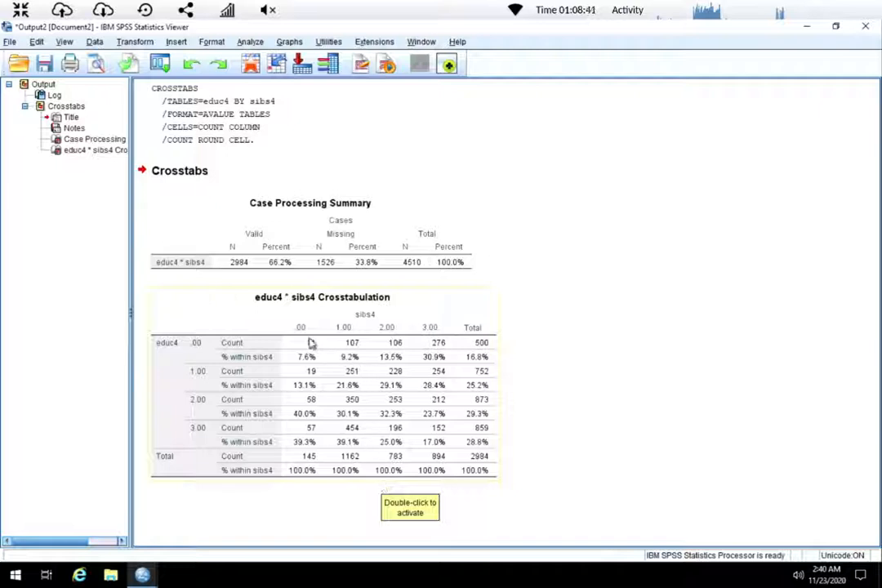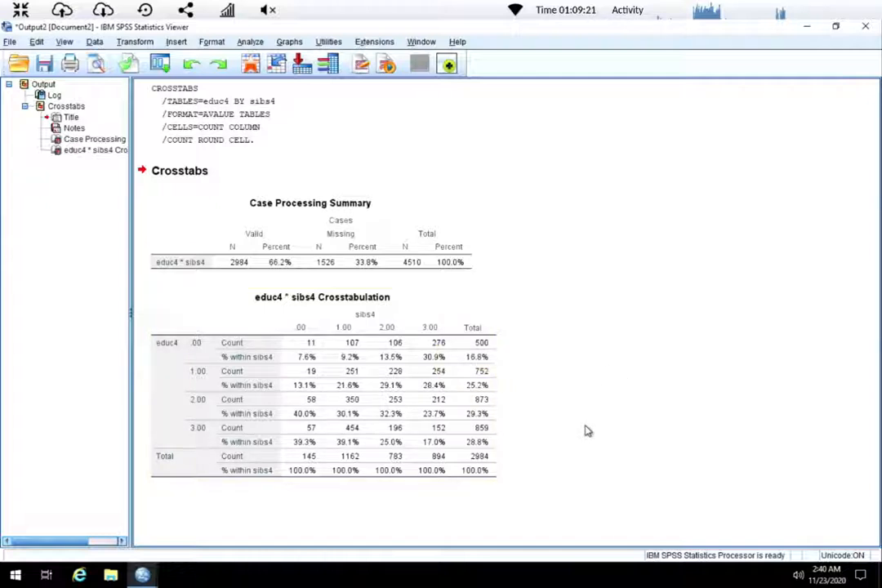So siblings ranges from 0 to 3. So 0 is only children. People who are in this category here with one have 1 or 2 siblings. In the category for 2, they have 3 or 4 siblings. And then this is a large family, 5 or more siblings. And then education ranges from people who have less than a high school degree, people who have a high school degree, people who have some college, and then people who have a bachelor's degree or higher.